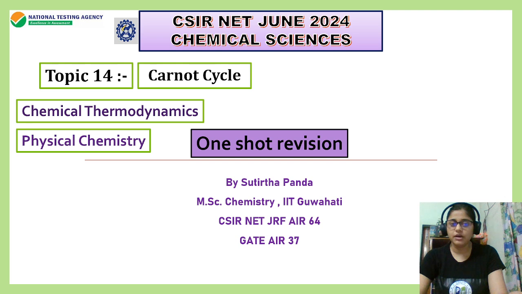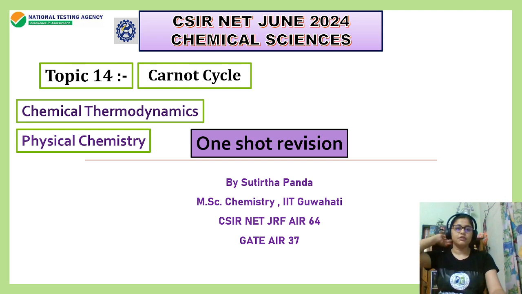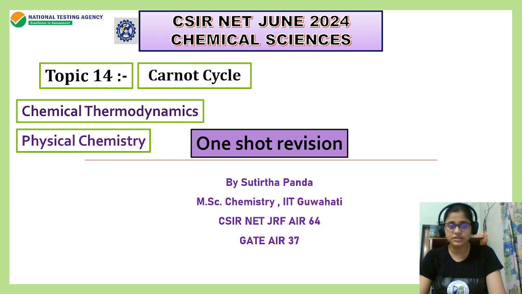From this portion of chemical thermodynamics, questions are asked, and mainly the graphical representation and the efficiency of Carnot cycle is very important for questions. And if you understand the topic, if you understand chemical thermodynamics, the various kinds of systems and processes like adiabatic, isothermal, and what the formula for that is, you can understand it in a good, easy way.